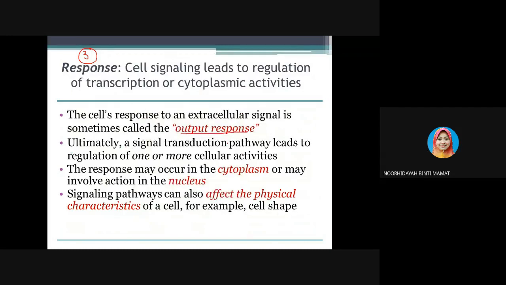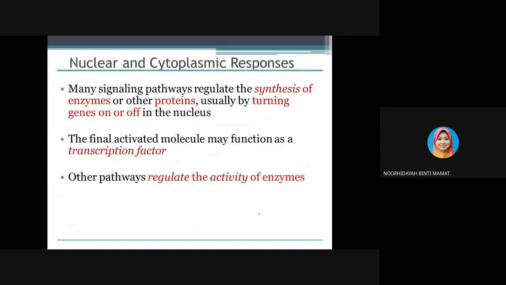Ultimately, a signal transduction pathway leads to regulation of one or more cellular activities, and this response may occur either in the cytoplasm or may involve action in the nucleus. The signaling pathway can also affect the physical characteristics of the cell, for example, the cell shape. So, the nuclear and the cytoplasmic responses.